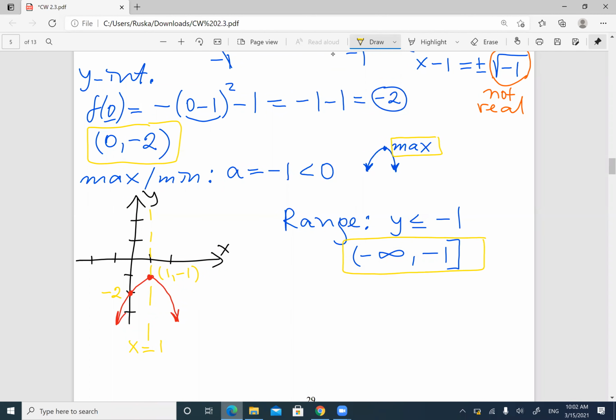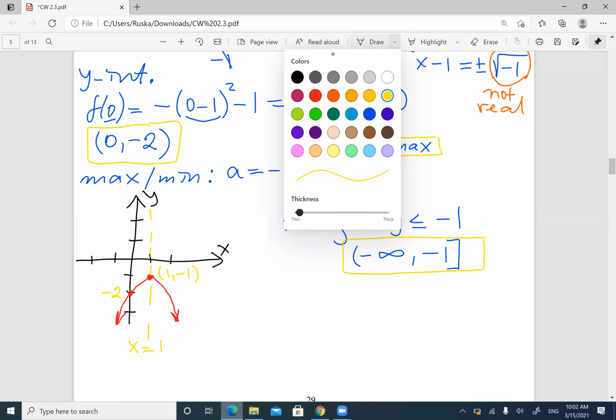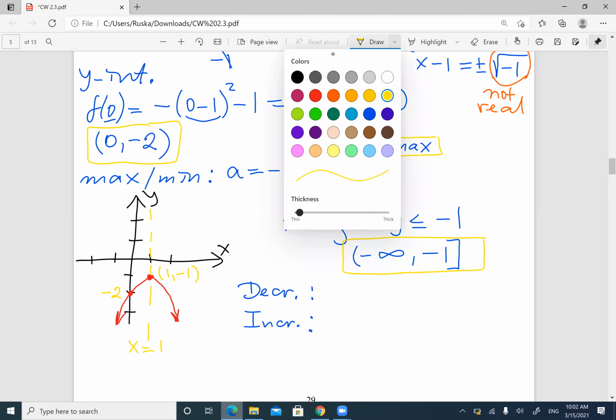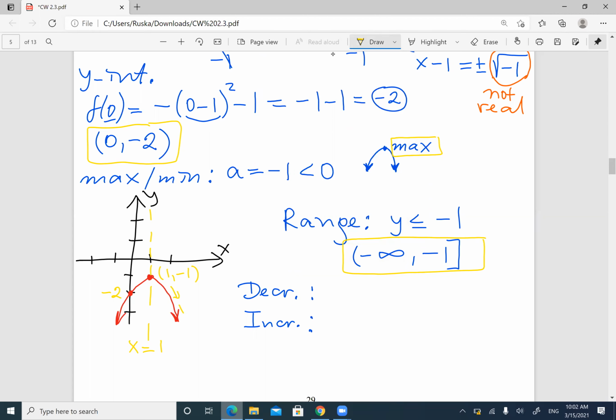And then we're going to use the graph to find where it's increasing or decreasing. So the interval of decreasing and interval of increasing, where it is. So let's look at decreasing, where the graph is going down, left to right. So when you start from here, you're going to go up, right? And then you're going to go down. So this side you're going to draw down.